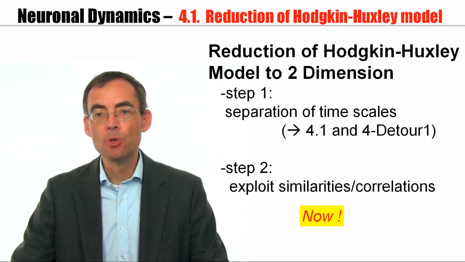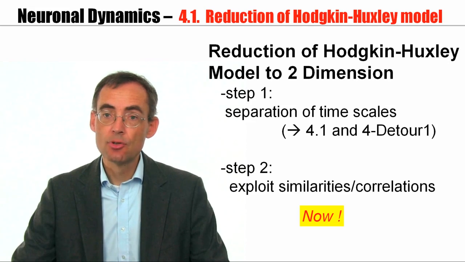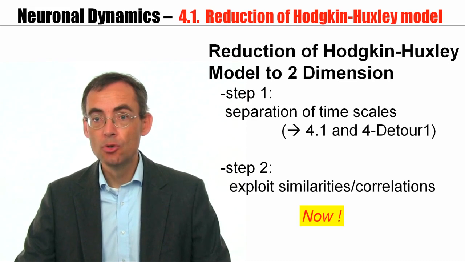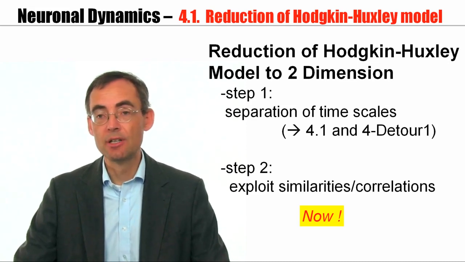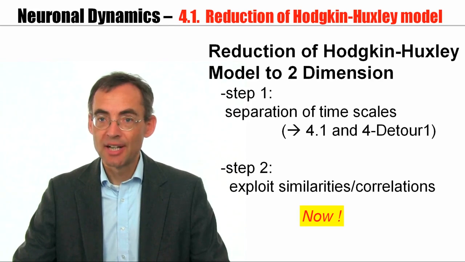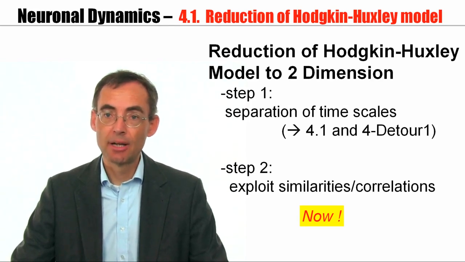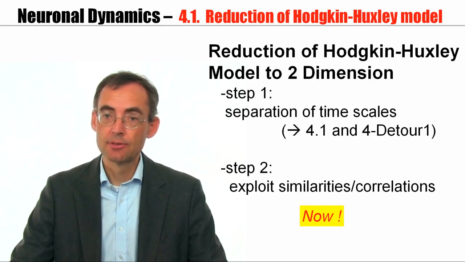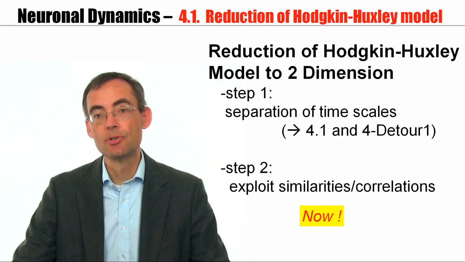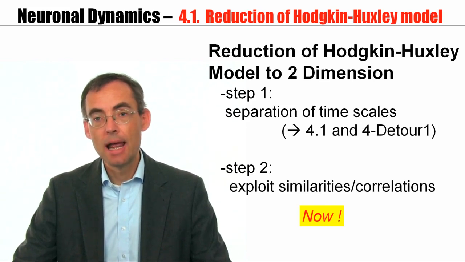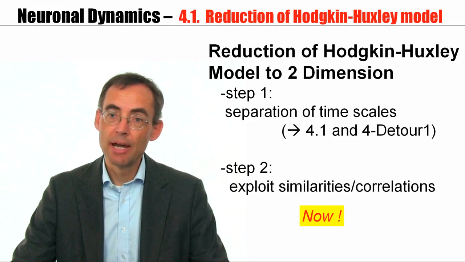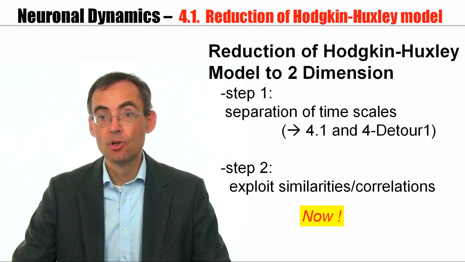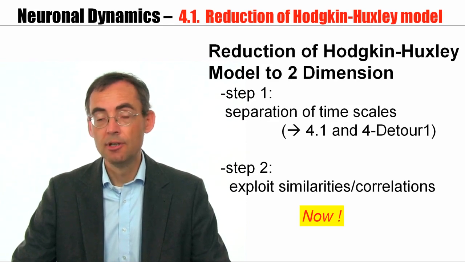In lecture 1 of this week, I started a reduction of the Hodgkin-Huxley model, and to do so I exploited two observations. The first one is that the dynamics of M, the gating variable M, are much faster than those of the other variables. The second observation is that the dynamics of H and N, the two remaining gating variables, are very similar. And this is what we're going to discuss now in more detail.